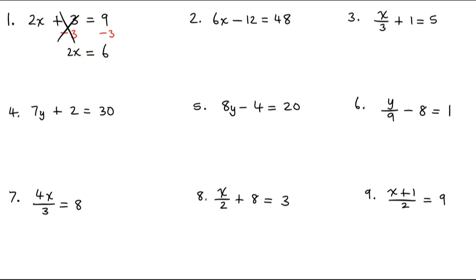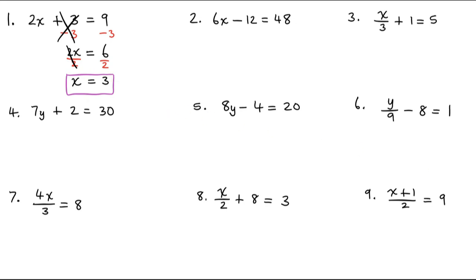2x equals 6, so we just want to get rid of this 2 now. So if I divide the left-hand side by 2, because we're just doing the opposite of multiplying by 2, and if we divide the right-hand side by 2, what are we left with? Well, we've got x on the left, because the 2's will cancel, and on the right, 6 divided by 2 is 3. So that is my answer. x is equal to 3.